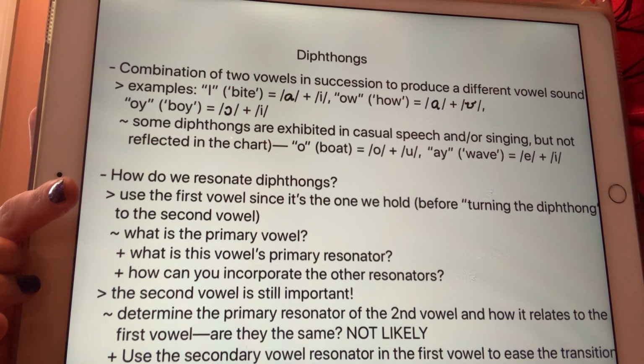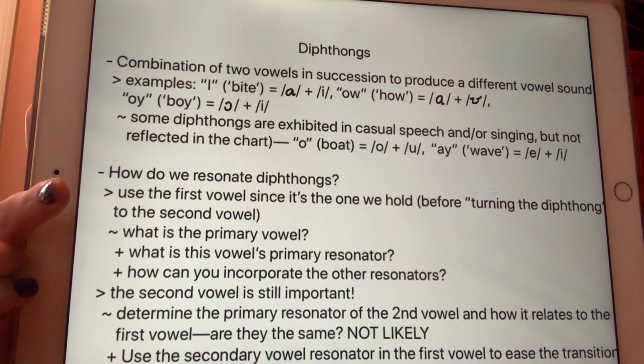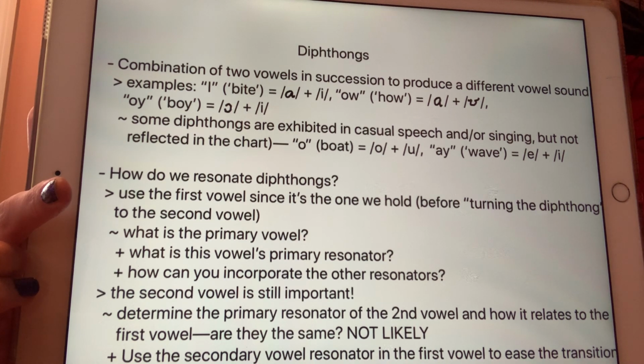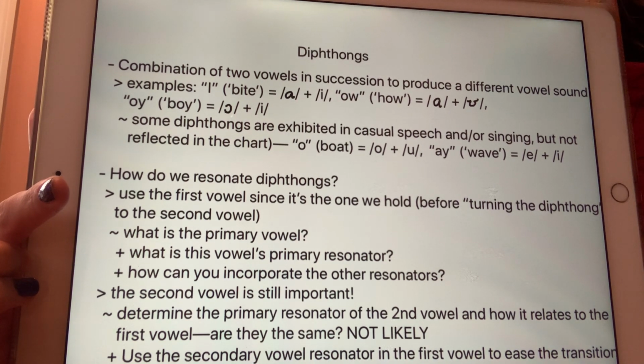And again, you're going to want to play with this on your body and in your singing space to determine what those resonators feel like and how much adaptation you're making when you change those diphthongs. Remember, we try for a 50-50, but at the very least, we're doing a 70-30, which means we hold the first vowel for at least 70% and the second vowel for 30%. We would like it to be 50-50, but sometimes that's hard.